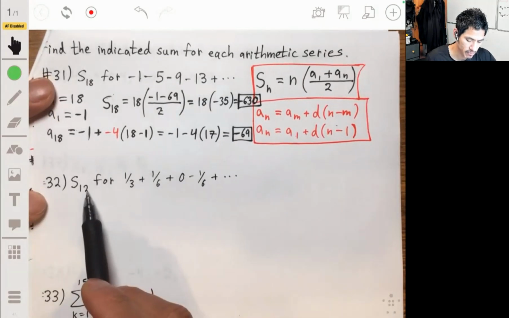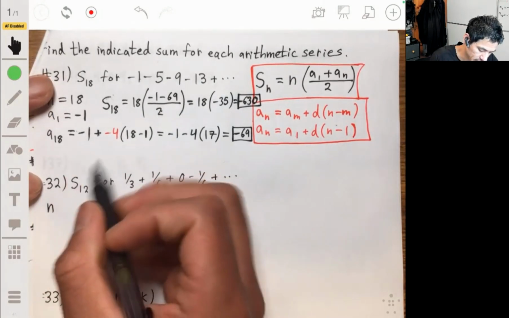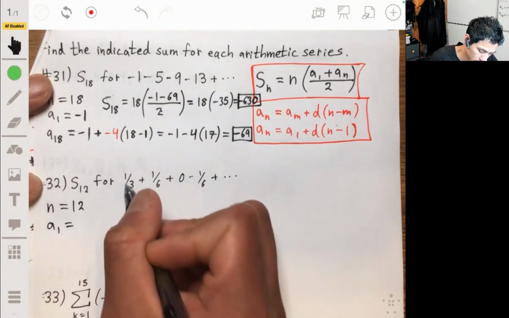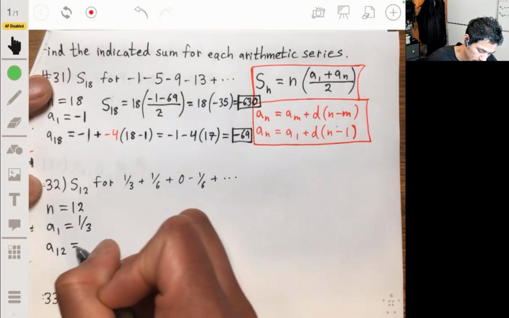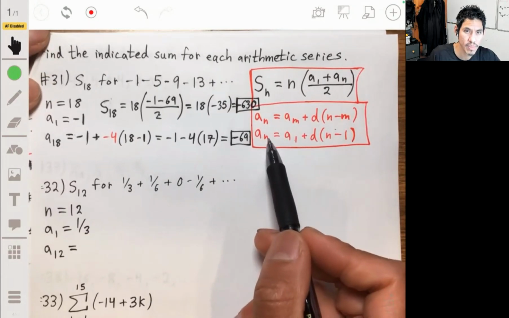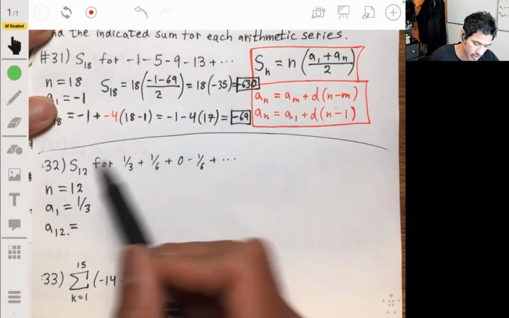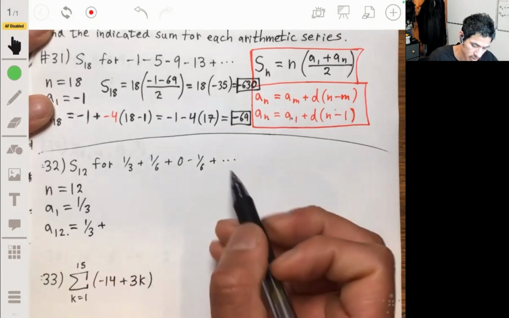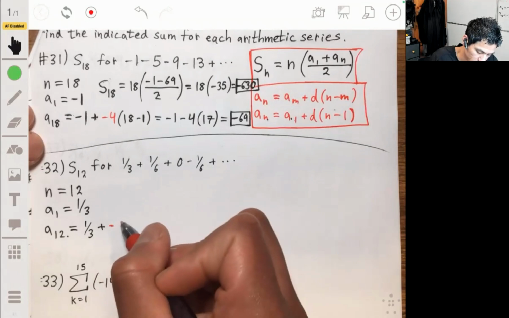All right, next one, we want to find S12. So our n is going to be 12. A1 will be 1/3. A12 is what we want to find. So we're going to use this formula. So A12 will be equal to A1, which will be 1/3, plus here we're going down by 1/6, which will be -1/6.